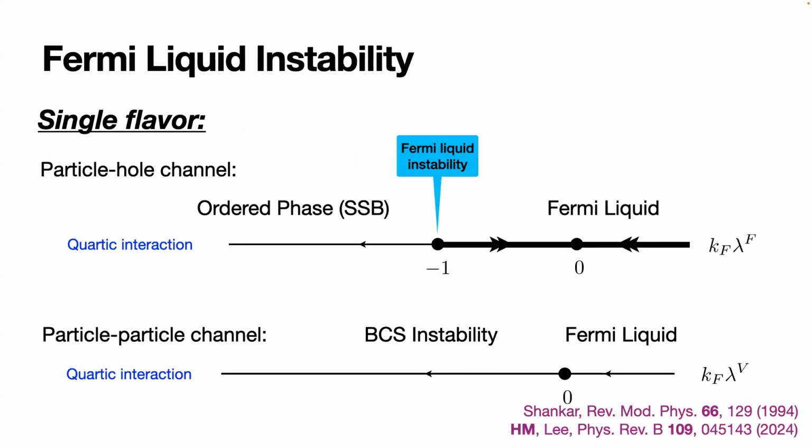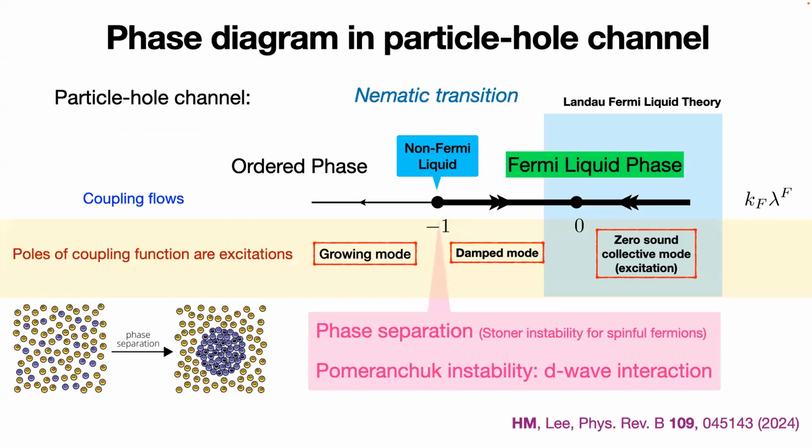Okay, so this is what we have so far. We have a Fermi liquid phase beyond some UV interaction, and on the left side of this interaction, we enter some spontaneous symmetry breaking phase, and this point is the Fermi liquid instability. I listed the particle-particle channel phase RG flow diagram as well. This is consistent with the previous result of Shankar.